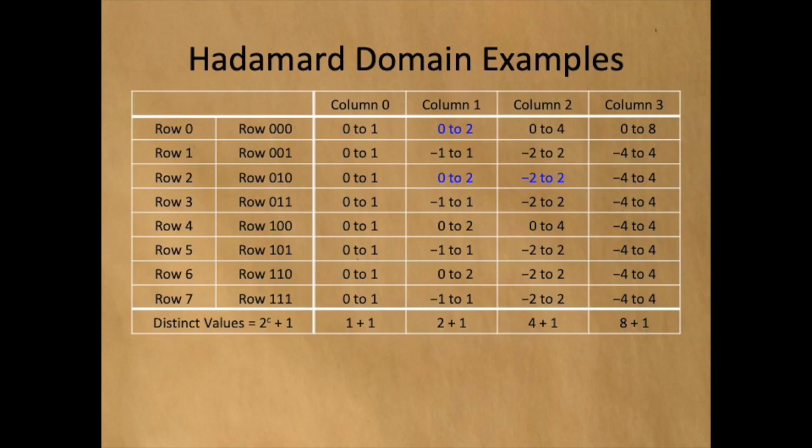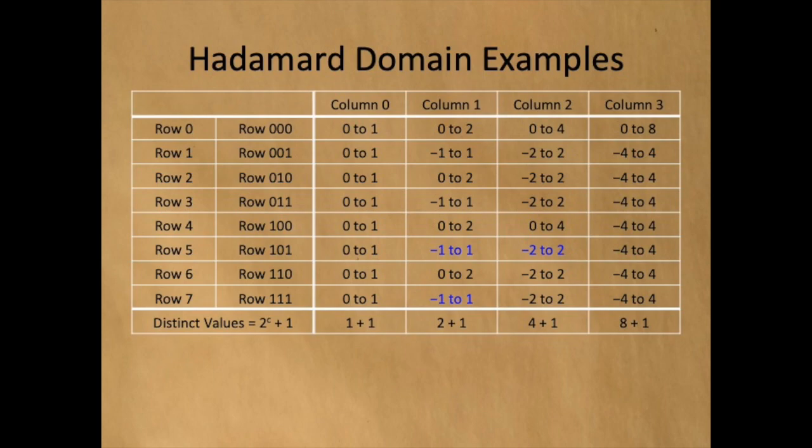The values in column 2 row 2 will be the difference. The 0 in row 0 minus the 2 in row 2 gives minus 2. And the 2 in row 0 minus the 0 in row 2 gives 2. Note that in this case, both parents range from 0 to 2.